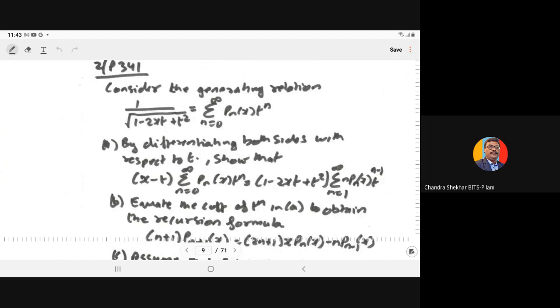Now, question number 2 from your book. Consider the same generating function, 1 upon root of 1 minus 2xt plus t square, is equal to the summation n equals 0 to infinity P n of x t to the power n. Now, by differentiating both sides with respect to t, you have to show that (x minus t) times the summation P n of x t to the power n is equal to (1 minus 2xt plus t square) times the summation from 1 to infinity n P n of x t to the power n minus 1.